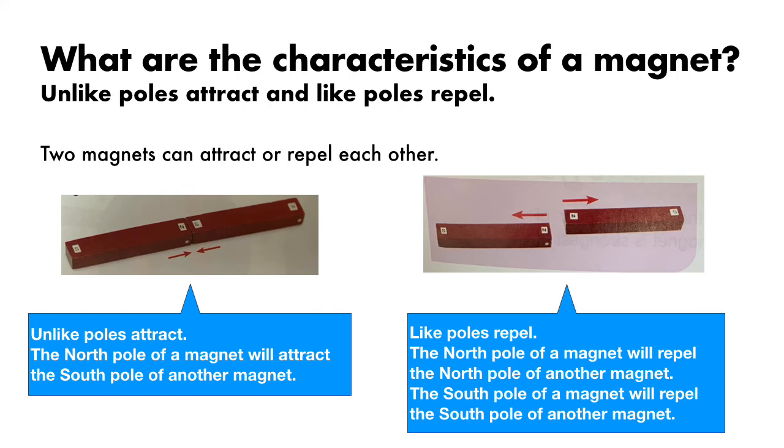Remember, this is one of the most important characteristics of a magnet. What is that? Unlike poles attract and like poles repel. What do you mean by unlike poles attract? That means you put a north pole and a south pole together. We have two magnets. You put the north pole and the south pole together, they will attract each other. So unlike poles means they're different. North and south are different, right?